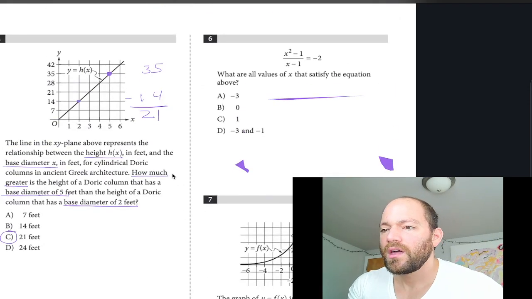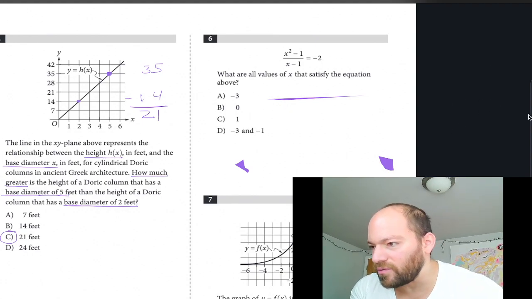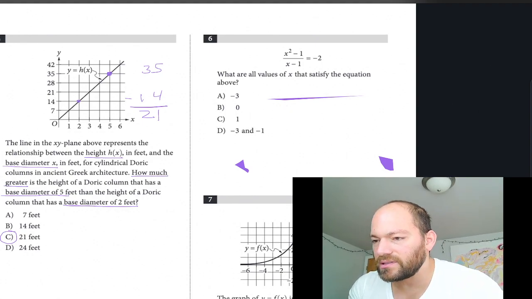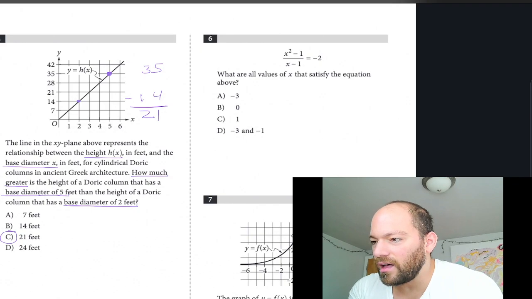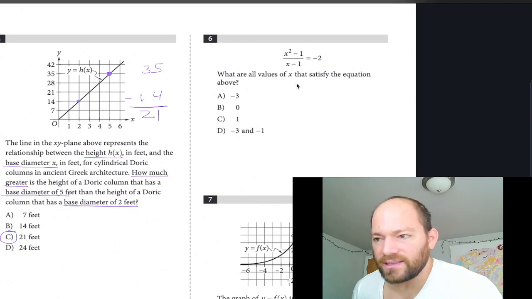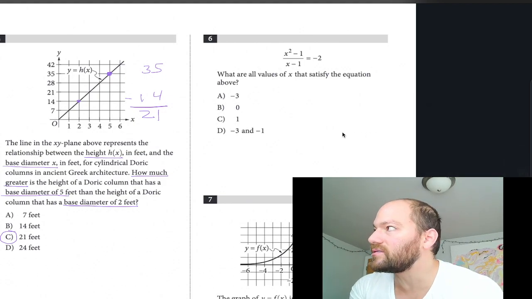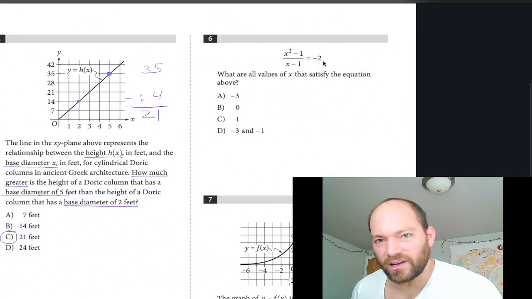Okay. Number 6. What are all the values of x that satisfy the equation? Let's see here. First, let me make some room for me. Now, I want you to look at the ingredients they gave us here. You know how I like to talk about that, the ingredients in these questions. X squared minus 1 over x minus 1 equals negative 2.